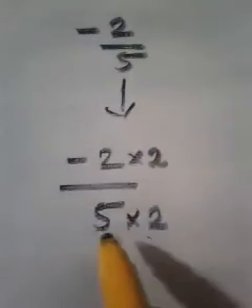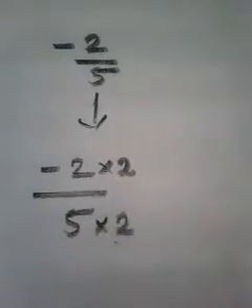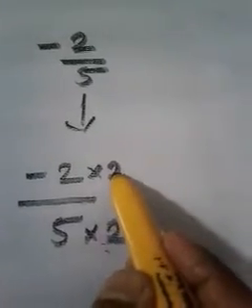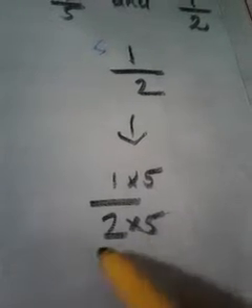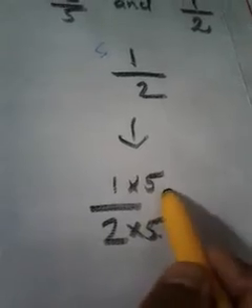See? Here I multiplied with the 2y because then only I will get the denominator as 10. I have to make both denominators 10. Since I multiplied here with the 2, here also I have to multiply with the same number. And here I have to multiply with the 5, then only it will be 10. So since I multiplied here with the 5, I have to multiply here also with the 5.